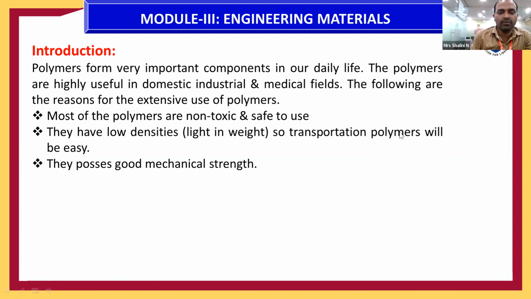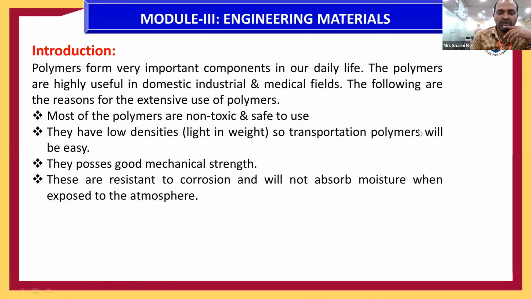Polymers possess good mechanical strength. Most polymers are non-toxic and safe to use. They have low densities and are easy to transport. They possess good mechanical strength and resistance to sunlight, moisture, acid, alkali, and corrosion. They will not absorb moisture when exposed to the atmosphere. These are all the common properties of polymers: resistance to sunlight, moisture, acid, alkali, and corrosion, and we use polymers for insulating purposes.